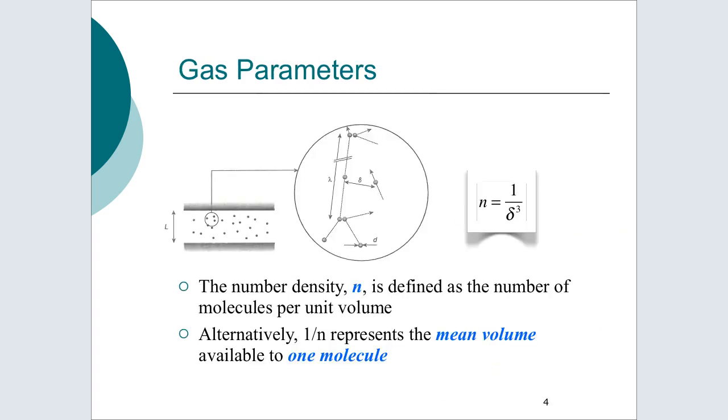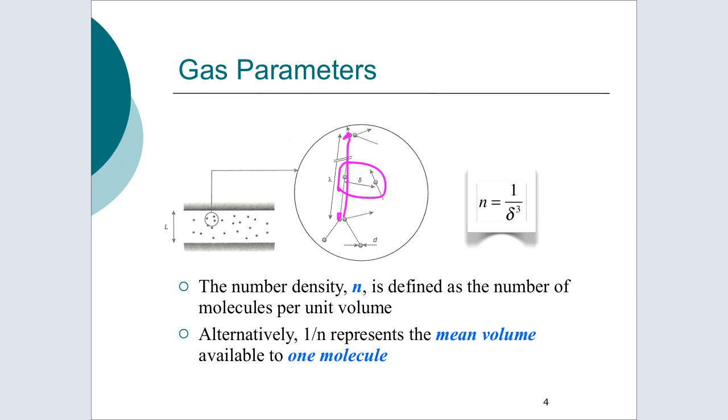If we look at the next slide, there's a graphic that illustrates that. Here, delta is the spacing. You can see the distance this one molecule travels before it has a collision with another molecule. That's the mean free path. So it's the average distance which the molecules travel before they undergo a collision with another molecule, which is different from the spacing of the molecules, which is the distance between them.